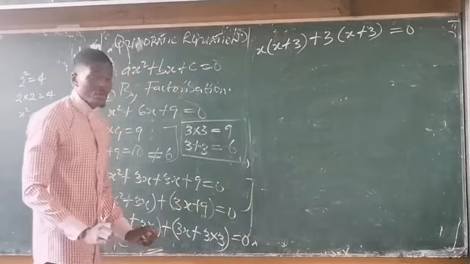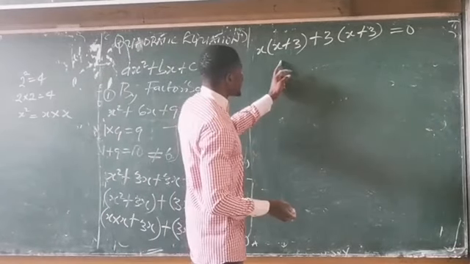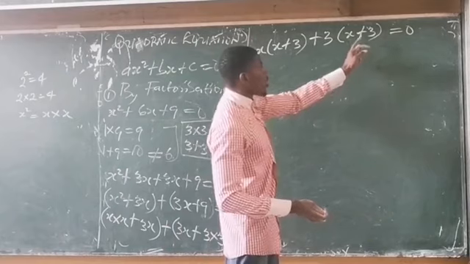Okay, so that is that for factorization. Now, you notice that we have x plus 3 here, we also have x plus 3 here, all in the brackets.